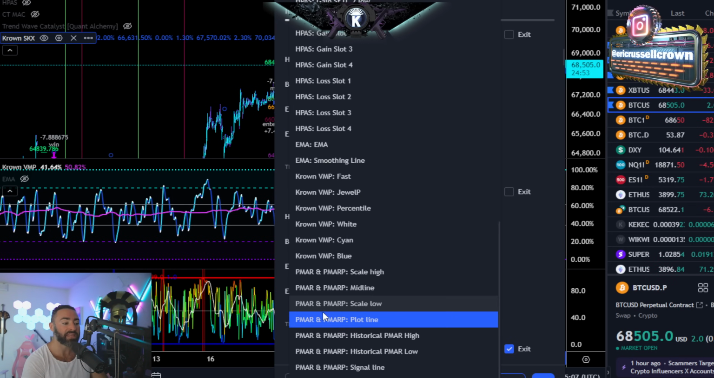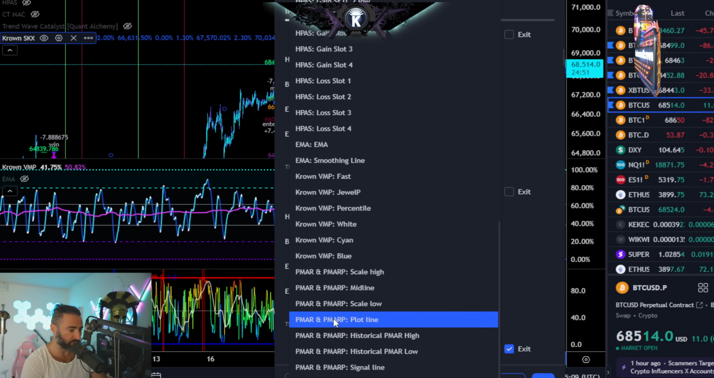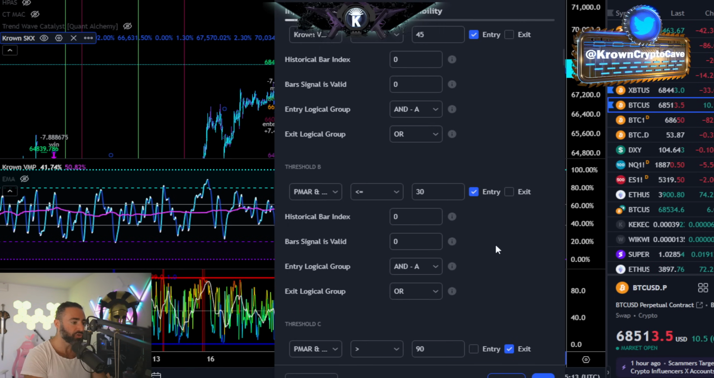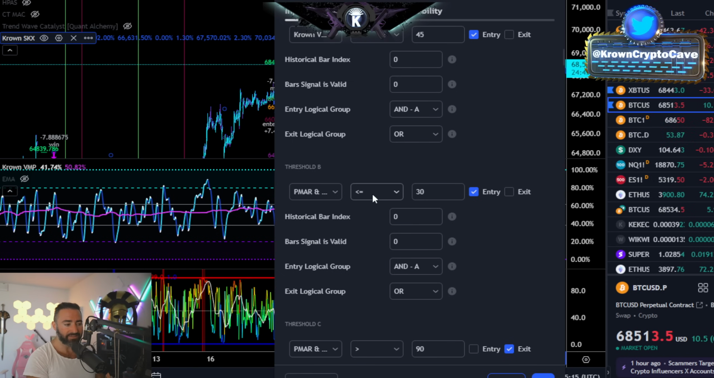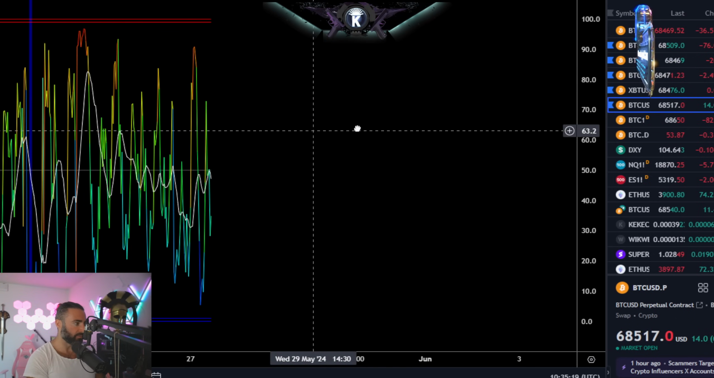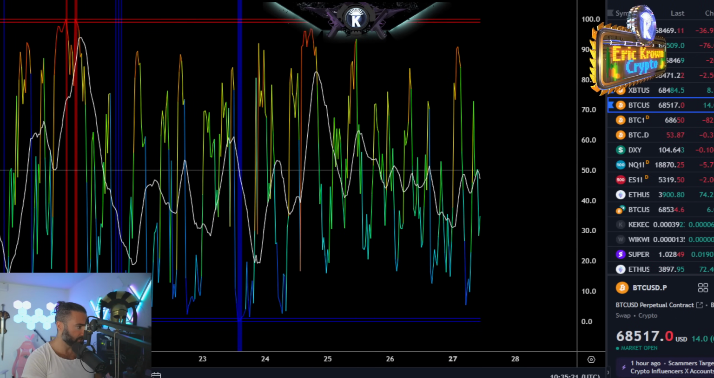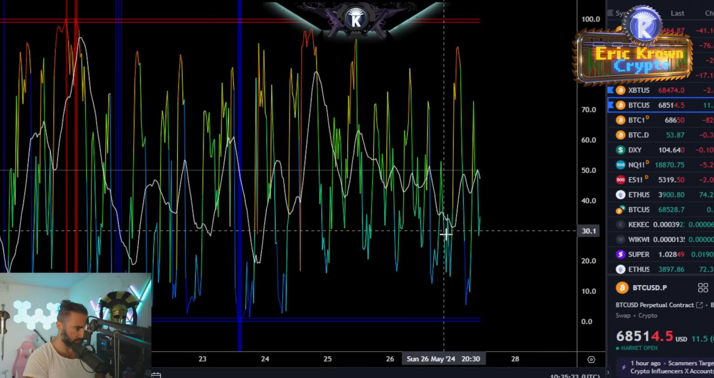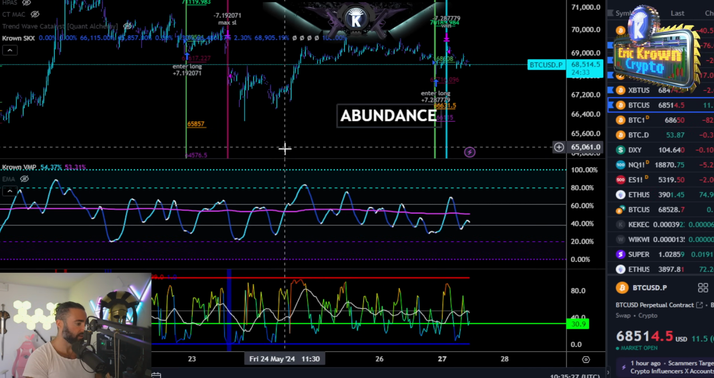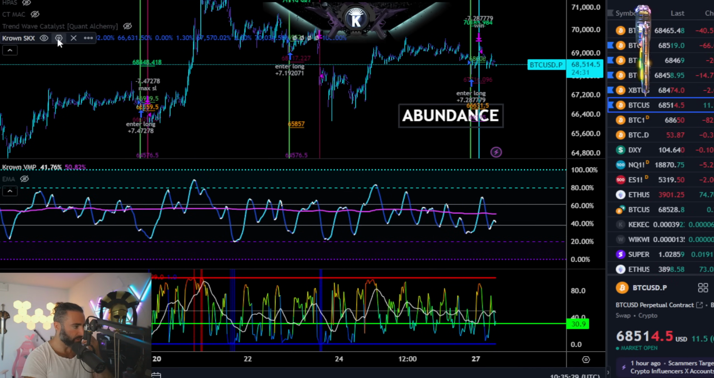We need to see that the PMARP, which is a freely available indicator on TradingView, the plot line of this needs to be less than or equal to 30. So in this case, we have the PMARP in this pane here, and I would just put in a nice horizontal line at 30. So there we go. So we can keep an eye on that one. And we'll go back into here.